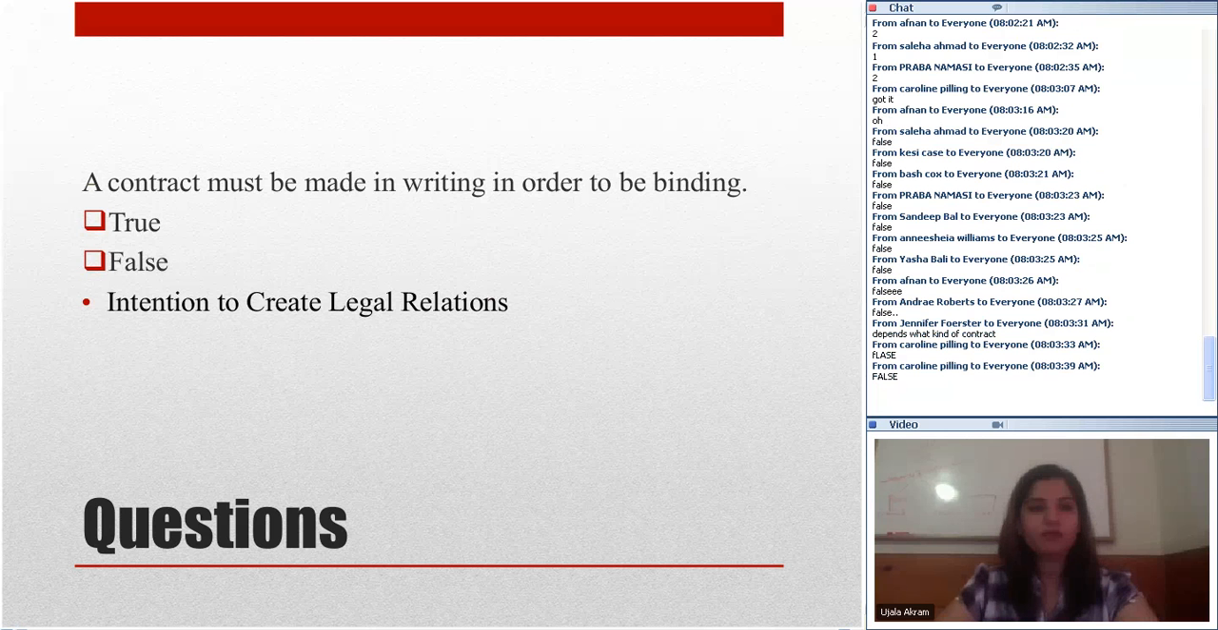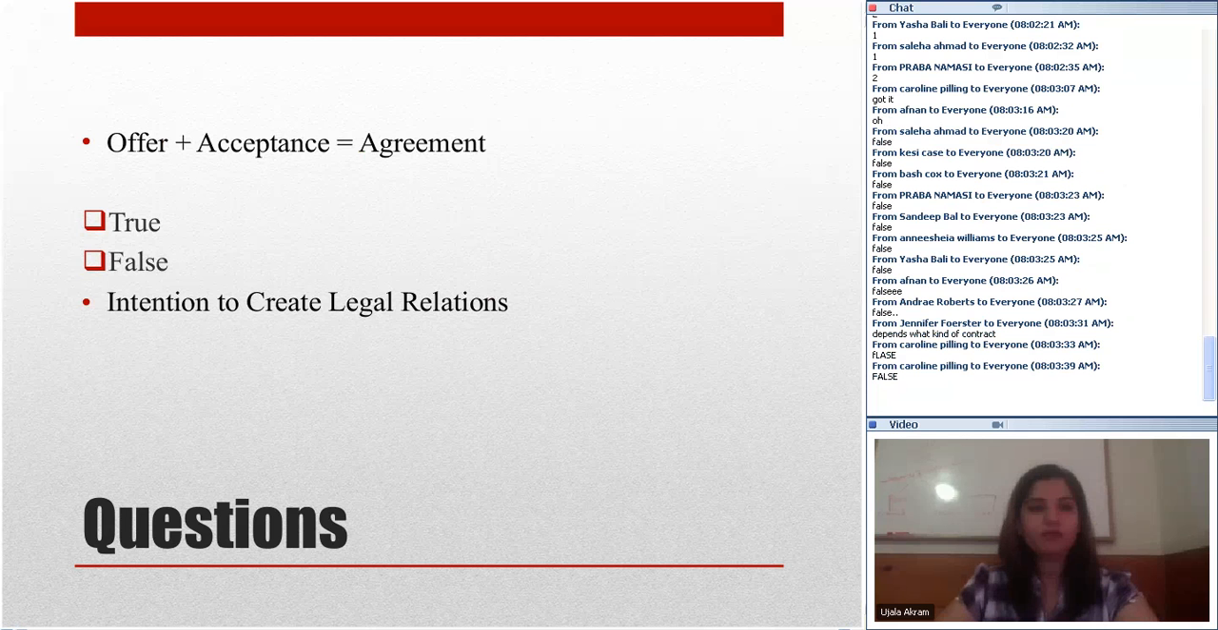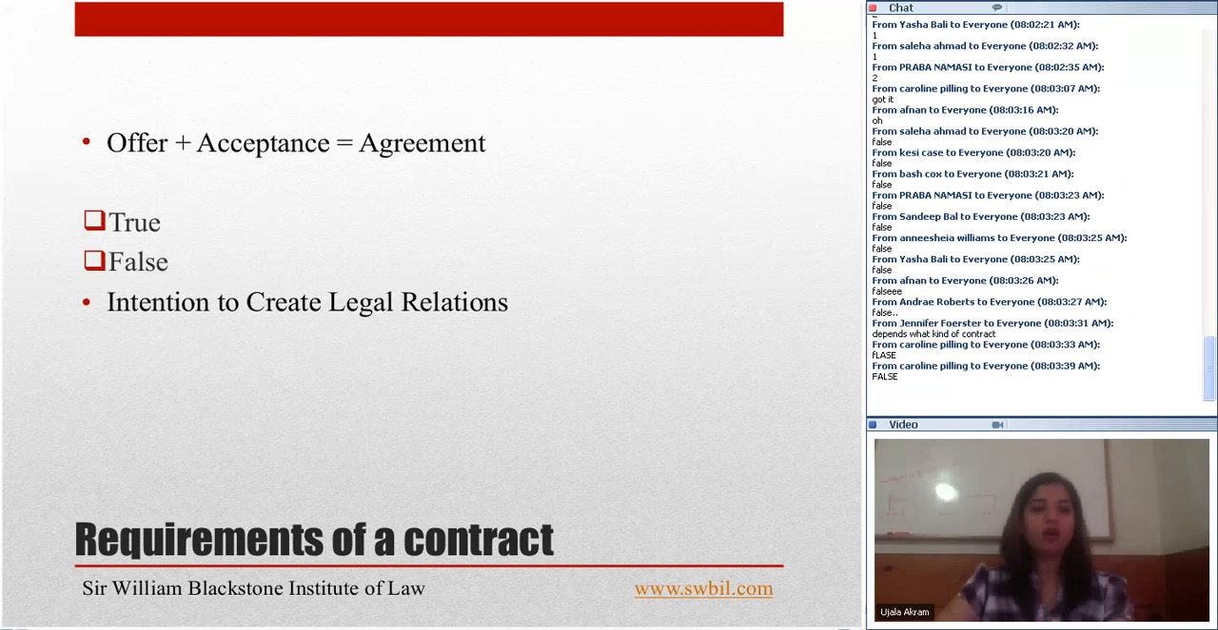Okay, so next Saturday we are going to discuss the first requirement of a contract. So there are 3 requirements of a contract: offer and acceptance, consideration, intention to create legal relations. So next Saturday we are going to discuss offer and acceptance.